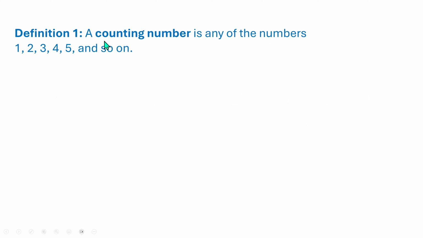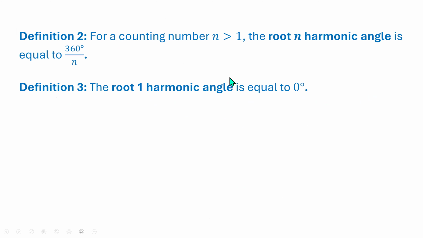So, first definition. A counting number is any of the numbers 1, 2, 3, 4, 5, and so on. In other words, they're just the numbers we use for counting. Now for a counting number n greater than 1, the root n harmonic angle is equal to 360 degrees divided by n. And notice if you divide by a counting number that's bigger than 1, then this ratio, 360 degrees divided by n, automatically gives you back a result which is in the proper range. We don't have to subtract 360 degrees from anything.